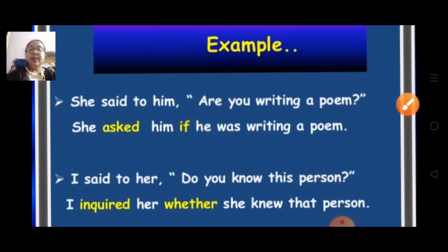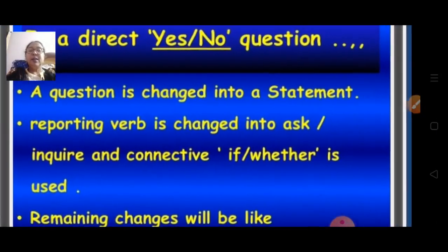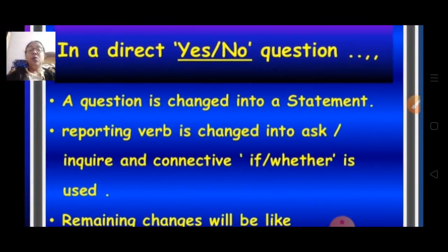Now the next example: I said to her, "Do you know this person?" I inquired of her whether she knew that person. We have discussed earlier that in direct yes or no questions, or interrogative sentences, a question is changed into a statement. So always remember that if we are changing direct to indirect speech, a question will change into a statement.